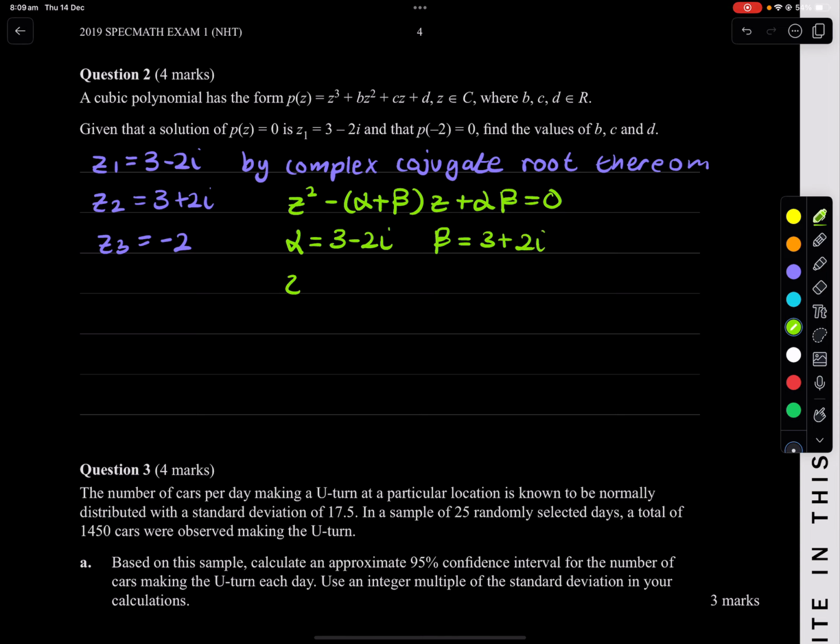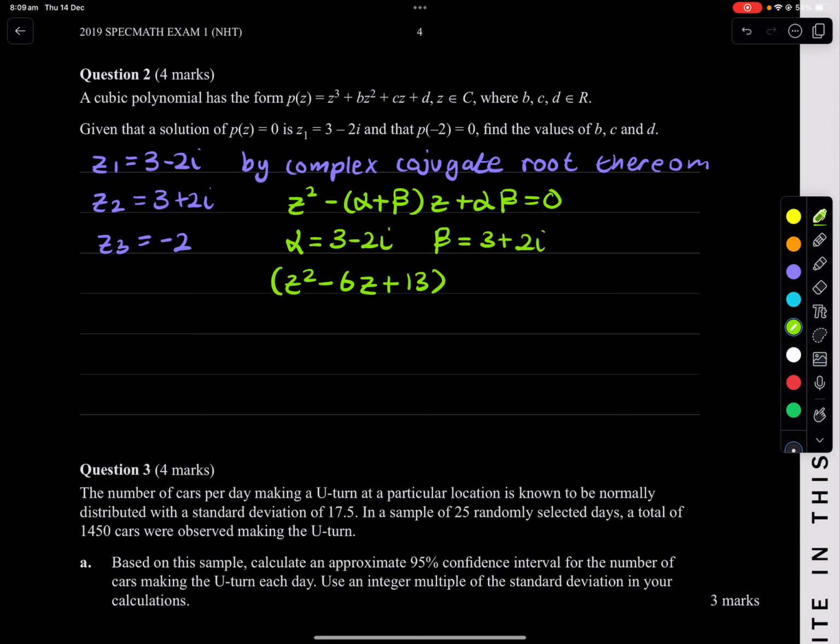Hence, let's put that in that form. So z squared minus, what's alpha plus beta? If we add them, we get 6z. And then if you multiply them, it'll be 3 times 3, which is 9, minus 4i squared, which is just this. So it'll be 13, pretty much. It'll be plus 13. Done. We have just expanded them quickly.